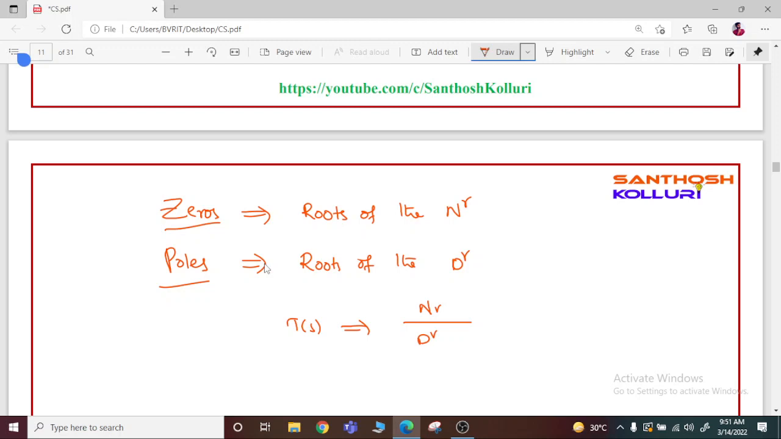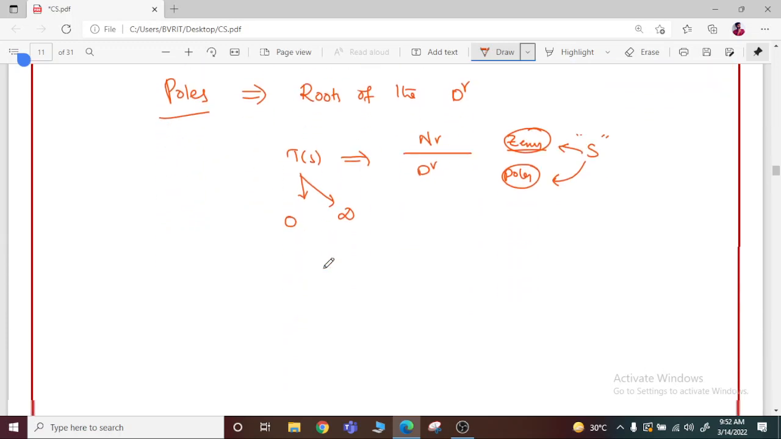If the roots of the numerator are zeros and the roots of the denominator are called poles, that means these are the two critical values of s. When s takes the value of a zero, then the transfer function will attain the value of 0. If s takes the value of a pole, then the transfer function will attain the value of infinity. So that's why these two are very, very important in the analysis of a transfer function.